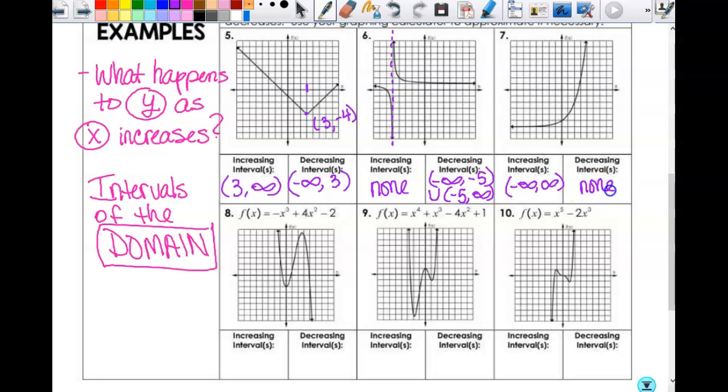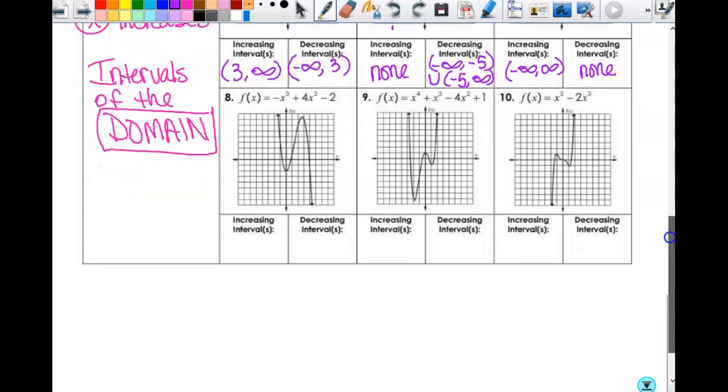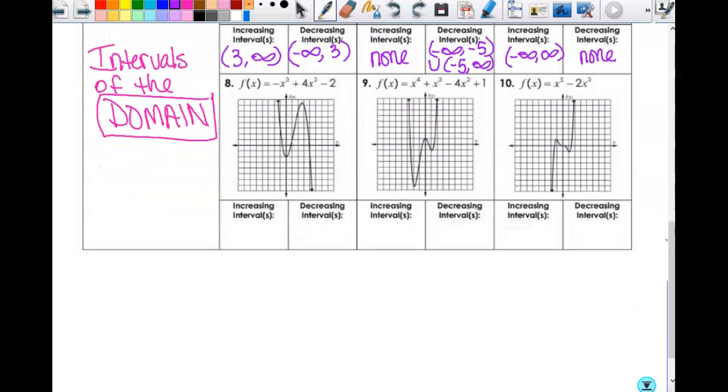Yes, yeah, because it's specifically asking you for intervals, so it has to be interval notation. You don't get to make a choice. Does that make sense? All right, so I want you to do number 8. Just do number 8 and stop, and we'll talk about it.